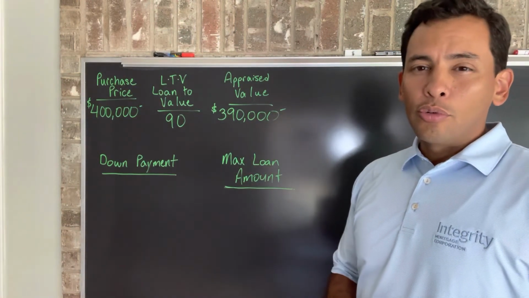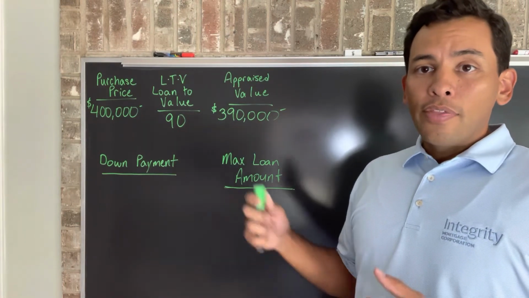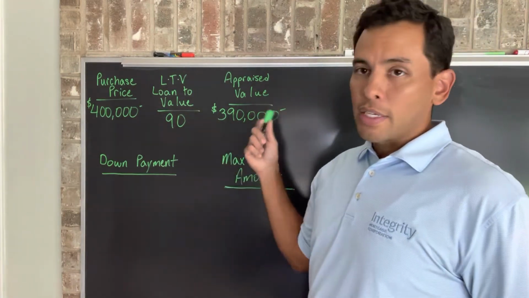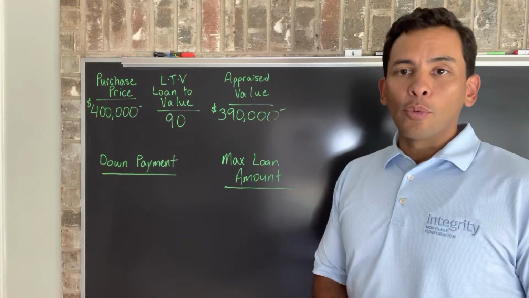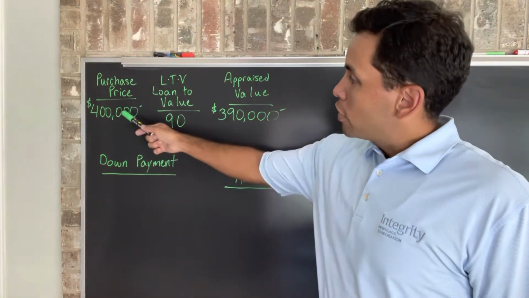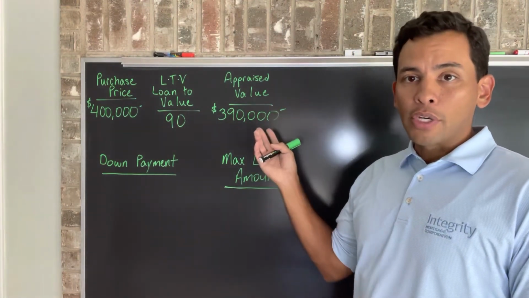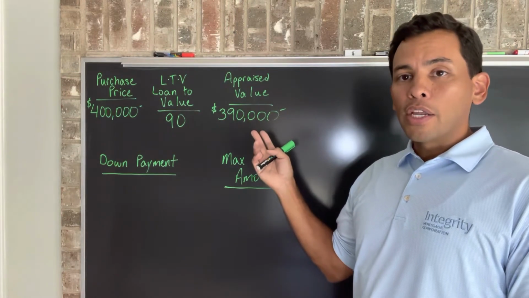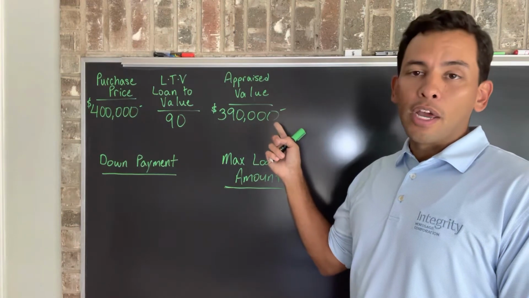So to go into the details for you, in this case, we have a discrepancy between the purchase price and the appraised value. In this scenario, the lender will always look at the value of the home as the lesser of either the purchase price or the appraised value. So as you can see here, $390,000 is the appraised value. So the lender will say, okay, our loan is going to be based off of this number here.